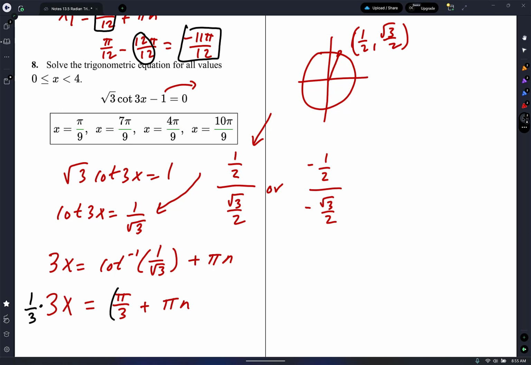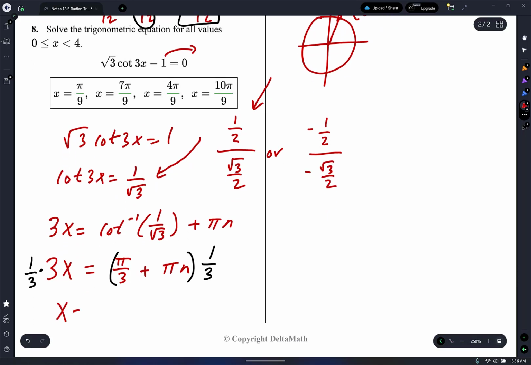Multiply by 1/3. You can also say divide by 3. It's all the same, but you guys like multiplying, so multiplying by 1/3. When you do that, you're going to get x equals pi over 9 plus pi over 3n. Cool or not cool?